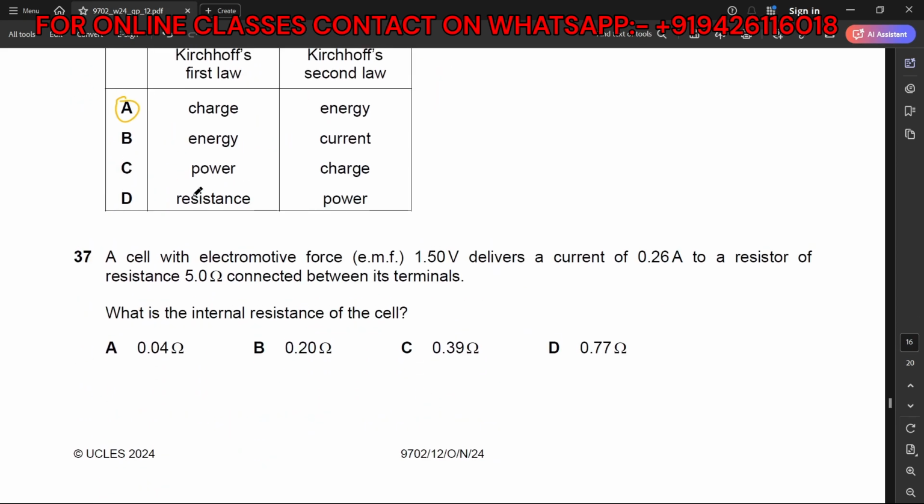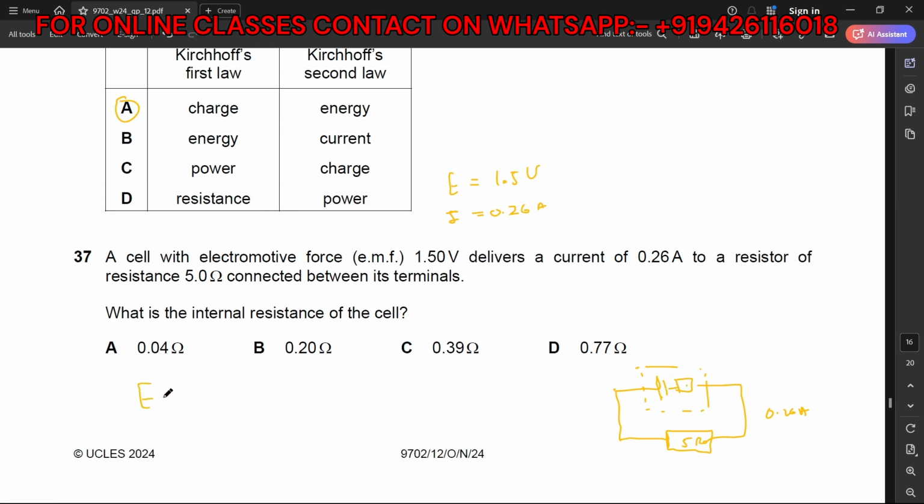And for question 37, a cell with an EMF 1.5 delivers a current of 0.26 amperes in the circuit to a resistor of 5 ohm connected between its terminal. So basically the situation is like this. You are having 5 ohms, then you are having the cell, and you're also going to have internal resistance over here in the cell, and the current flowing is basically 0.26 amperes. Now you have to find out the value of this internal resistance.